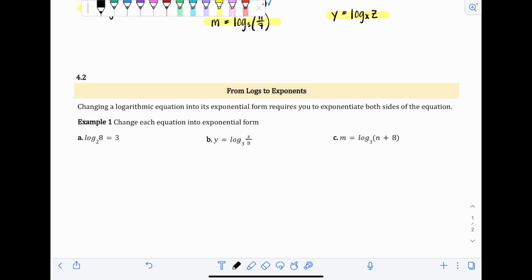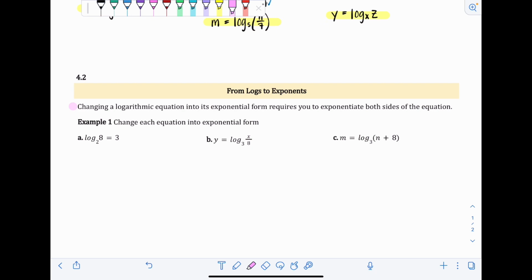For 4.2, this is converting from log form to exponent or exponential form. So up at the top, changing a logarithmic equation into its exponential form requires you to exponentiate both sides of the equation, which is just like logging both sides, where it's an operation done to both sides, so it doesn't change the overall value. Exponentiate is going to turn each side into a power over a chosen base. So example 1, change each equation into exponential form.